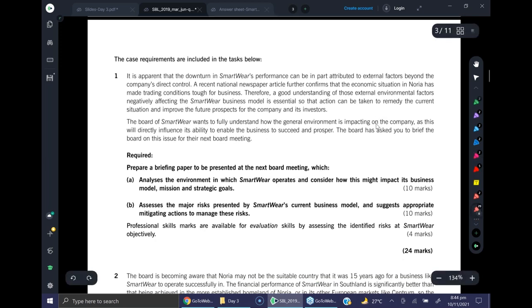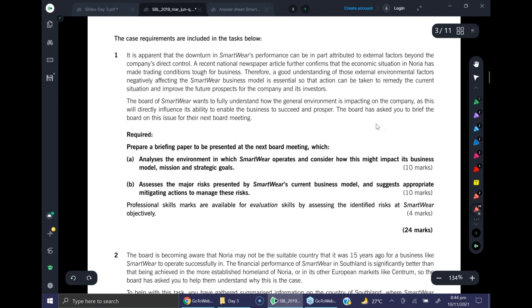It is apparent that the downturn in Smartwear performance can be in part attributed to external factors beyond the company's control. A recent national newspaper article further confirms that the economic situation in Nordea has made trading conditions tough for the business. Therefore, a good understanding of those external environmental factors. So in this paragraph, it's very clearly written external factors.